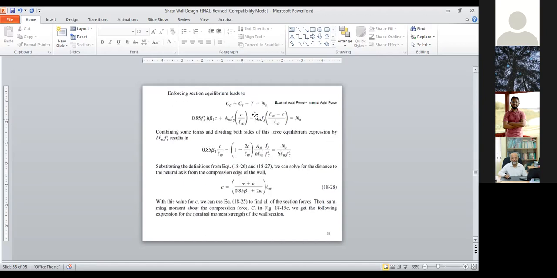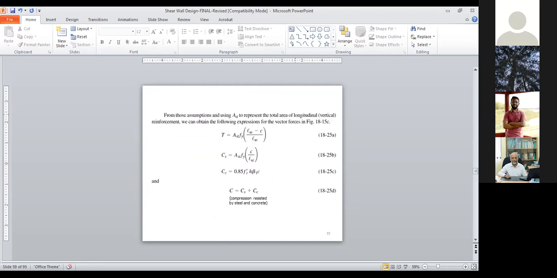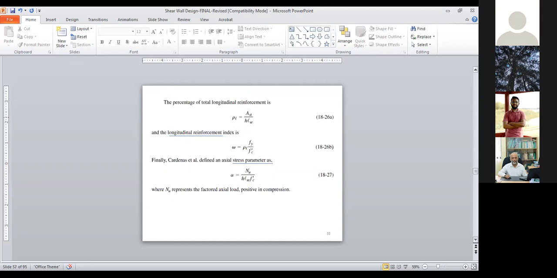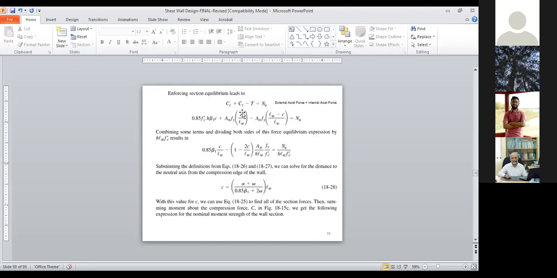And finally, you have the equilibrium equation. Your compression and tension should be in equilibrium, or you can write external axial force equal to internal axial force. You can develop it very easily, and you already know what Cc, Cs, and T are, which I explained here. Then you can write it here, simplify it, and solve for c, and you can get c like that.